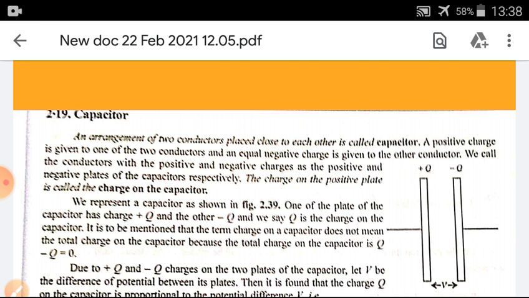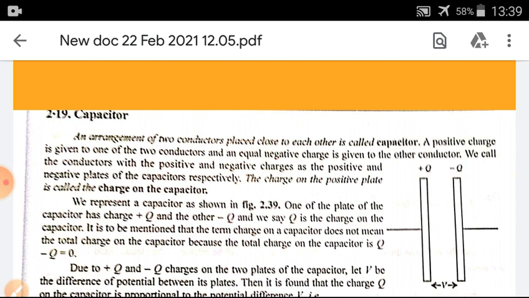We represent a capacitor as shown in the figure. One plate of the capacitor has charge plus Q and the other has charge minus Q. And we say Q is the charge on the capacitor. It is to be mentioned that the term charge on a capacitor does not mean the total charge on the capacitor, because the total charge on the capacitor is 0.